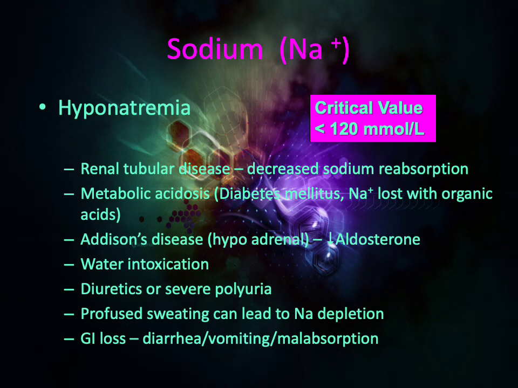Hyponatremia can result from renal tubular disease, which causes decreased sodium reabsorption, metabolic acidosis, for example, diabetes mellitus. Sodium can be lost with organic acids in the urine. Addison's disease, or hypoadrenal glands, which causes a decreased production of aldosterone.